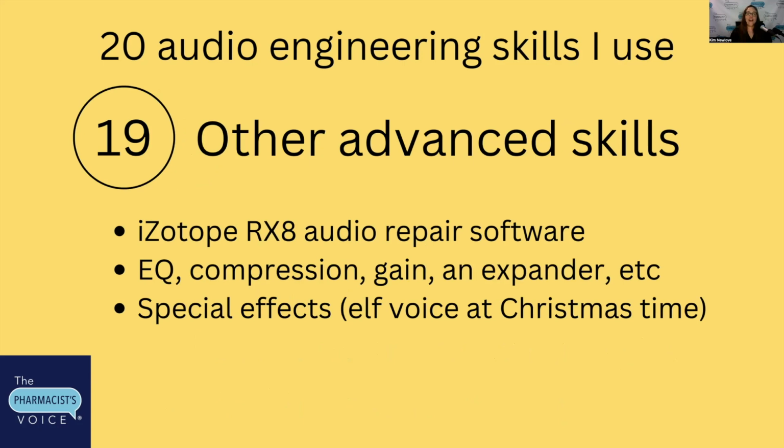Number 19, other advanced skills. Now, there's tons of things that you can do as an audio engineer. Some of the things that I do are I repair my audio. I use a program called Isotope RX8. It is audio repair software. It is something that I do at the end after I've already created all of my files. They're edited, they're pretty much good to go. I run them through RX prior to actually mixing it down. Other things that I add are EQ, compression, gain, and an expander.